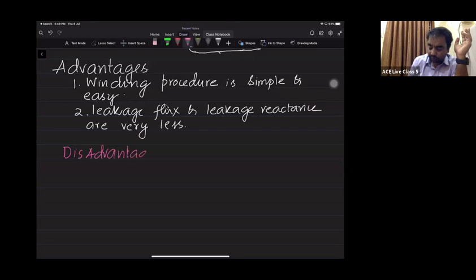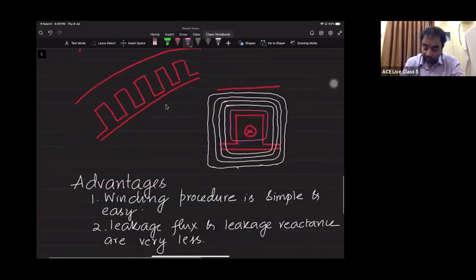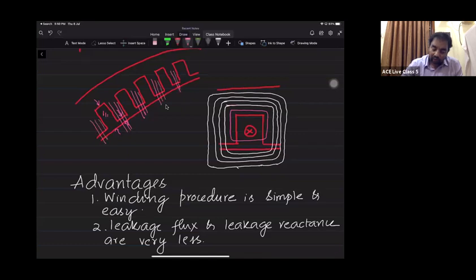Next one is disadvantages. What are those disadvantages? You can see here the air gap is non-uniform. Why is it non-uniform? Under the slot, the air gap length is more, and under the teeth the air gap length is less. Something like 50% is occupied by the slots and 50% by the teeth. When the air gap is non-uniform, most of the flux lines will take the low reluctance path, which is the teeth path. So few or no flux lines will flow through the slots.